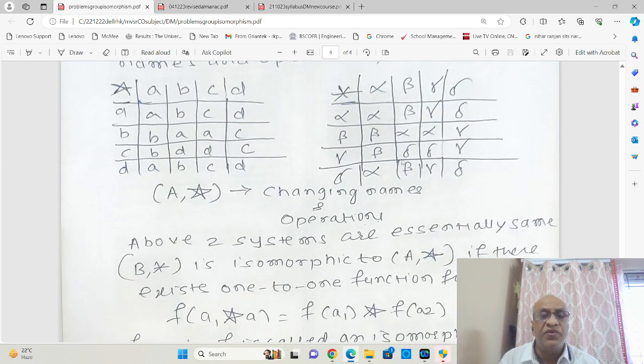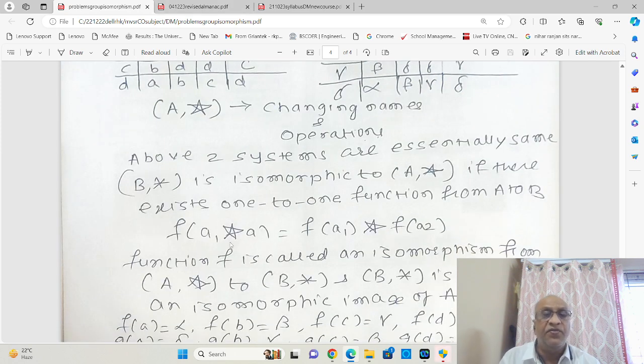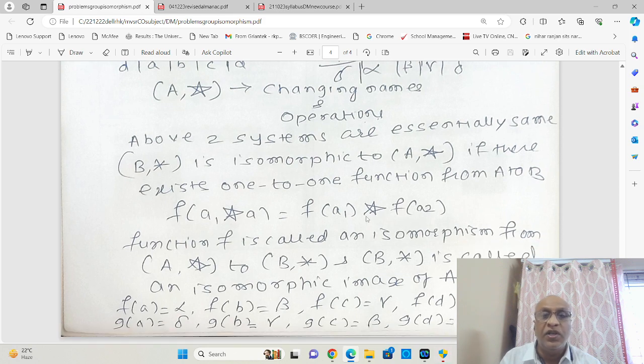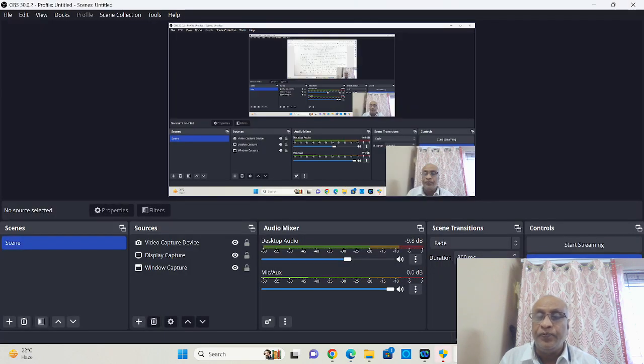here what happens is these two algebraic systems are isomorphic. For example, B comma star is isomorphic to A comma star if there is a one-to-one function from A to B, like this: f of A1 star A2 is equal to f of A1 star f of A2. Here actually it should be another star. So f of A will be equal to alpha, f of B equal to beta, f of C equal to gamma, f of D equal to delta. If this is written, it is isomorphism. So g of A equal to delta, g of B equal to gamma, g of C equal to beta, g of D equal to alpha, that indicates the image is being retained. So thank you.